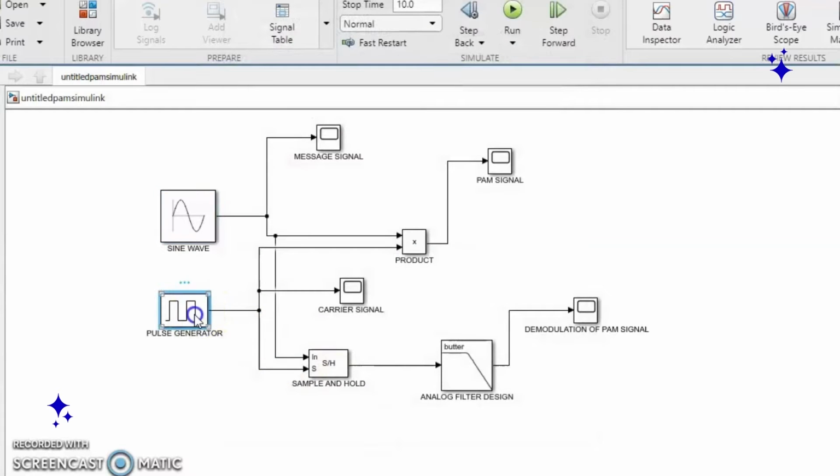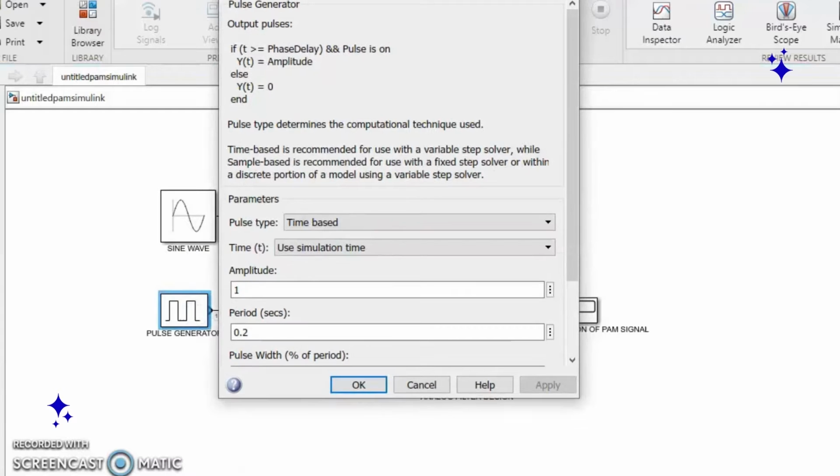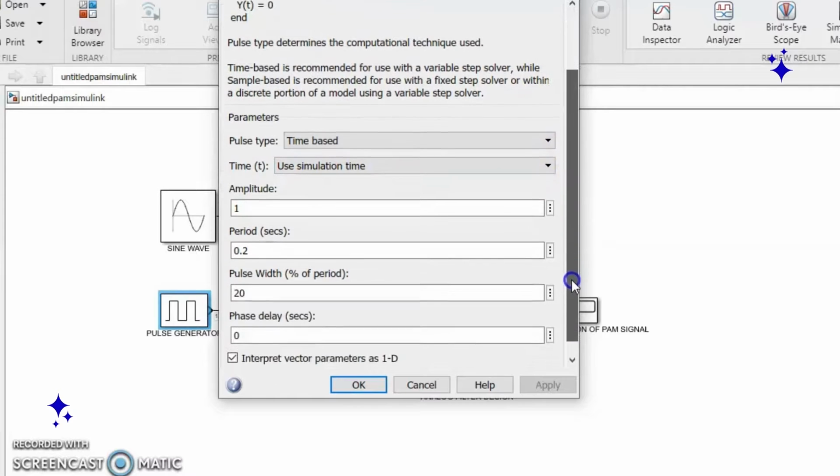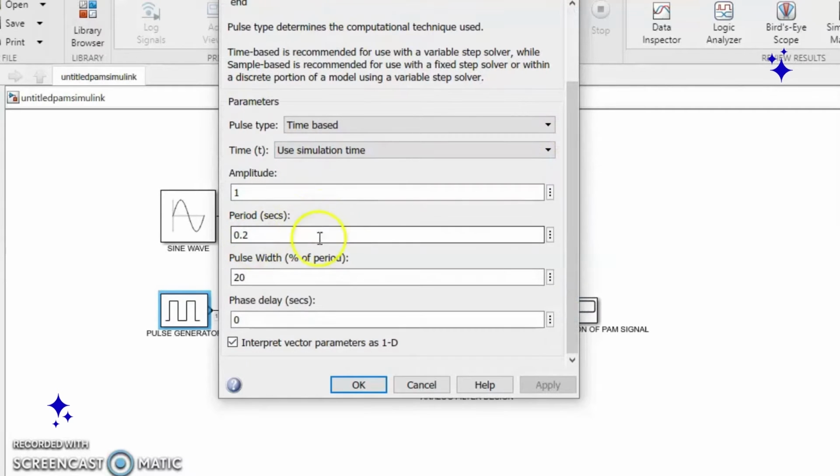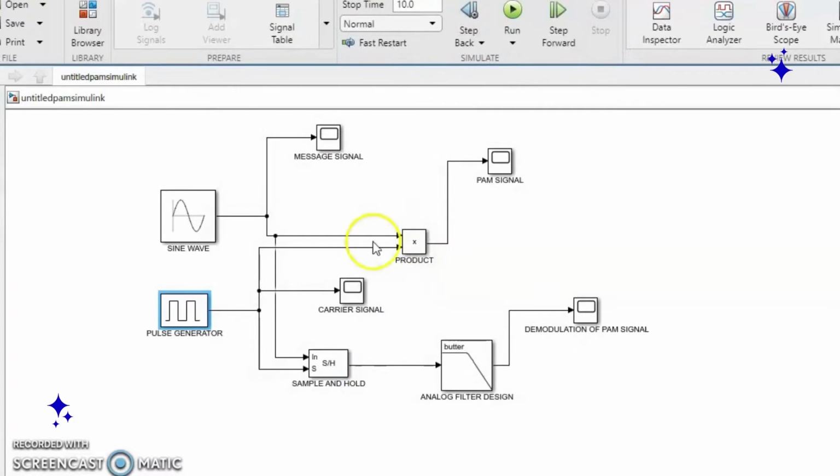Okay, next we have pulse generator. Pulse type time base. Time we use simulation time. Amplitude 1, period is 0.2 second, pulse is 20%. The function of pulse generator is to generate square wave, pulse at regular interval. Next we have product. Product is used to multiply two inputs that have the same dimension.